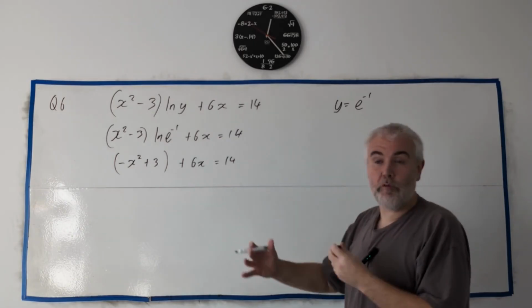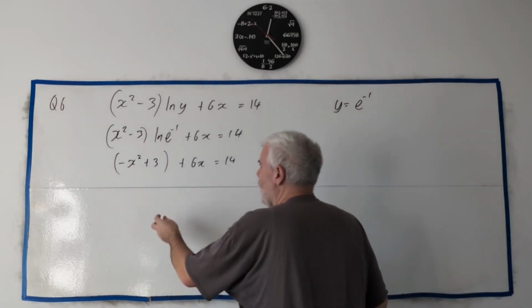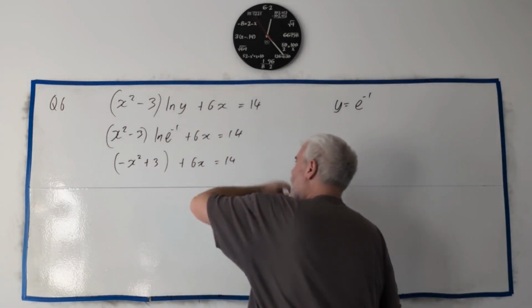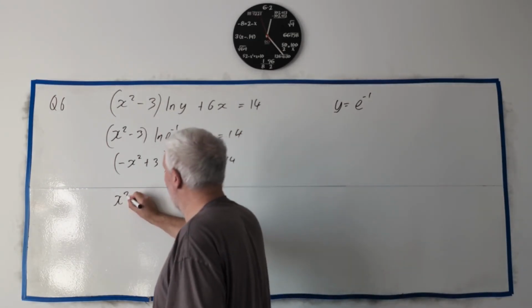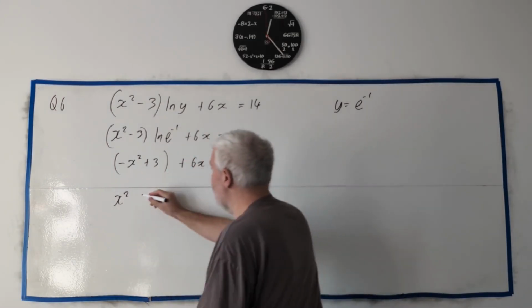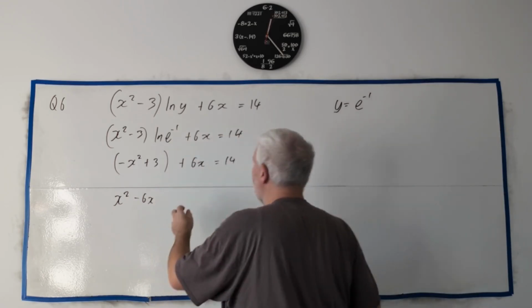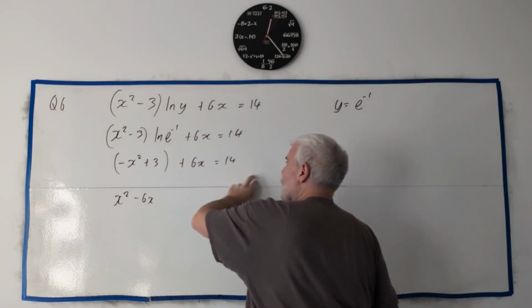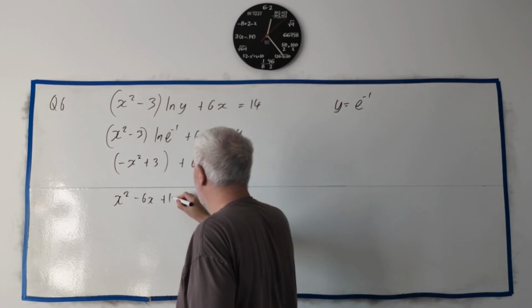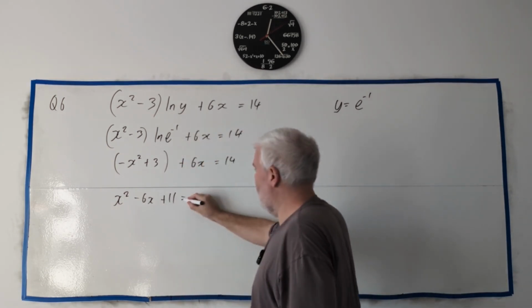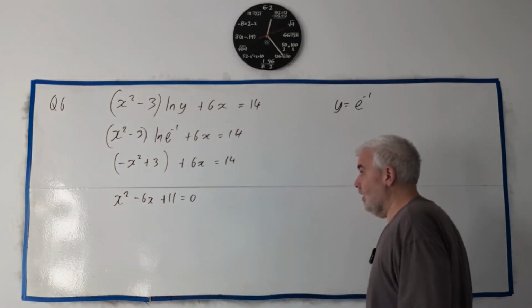Let's just get everyone on the same side. I like to keep this positive, so everyone on the right will have x squared. We'll have minus 6x. We'll have a plus 14 minus 3, so we'll have a plus 11 equals 0. I'll move the equals over to the right-hand side.